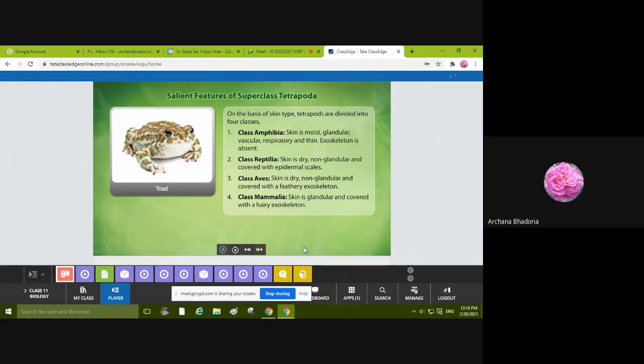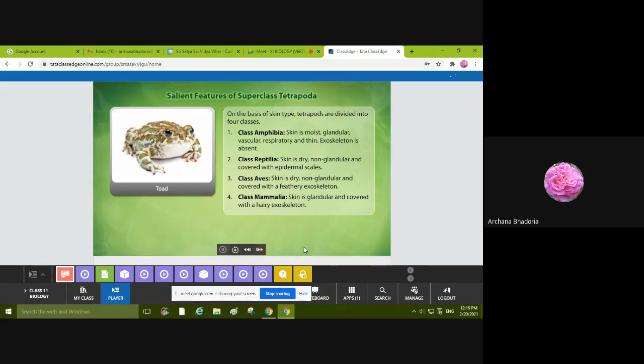Okay, now the screen is visible to everyone. So now we will start. You remember that the vertebrates are divided into 2 superclasses. One is Pisces and the other superclass you call Tetrapoda. All the tetrapods have 4 limbs. Some exceptions may be there, but otherwise all the tetrapods have 4 limbs. This superclass Tetrapoda is further divided into 4 classes: Amphibia, Reptilia, Aves, and Mammalia.